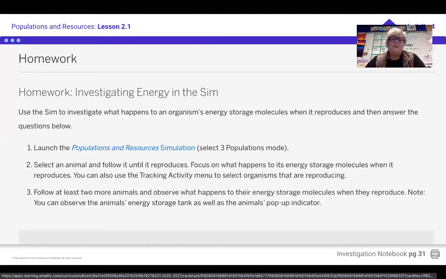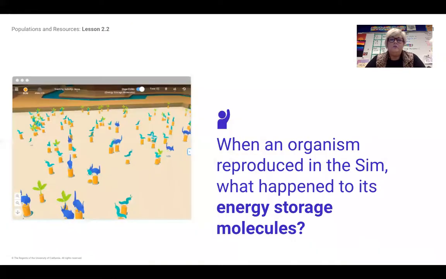Okay, so you guys had a chance to work the simulation. I just want you to kind of maybe talk to Miss Thomas, explain to her when an organism reproduced in the sim, what happened to its energy storage molecules? I'm hoping that you all saw, whether you were looking at the actual canister or the black sign that was above the animal, the energy storage molecules decreased, and not just by a little, it decreased substantially. There was a huge drop in ESMs.